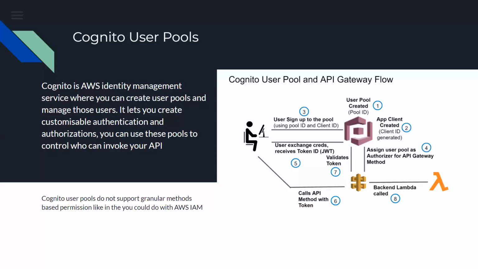We've talked about authorization and authentication over and over again. So Cognito user pools is a means to provide that authorization and authentication of users. So how do we use AWS Cognito? This is a diagram, just a visual representation of what happens.